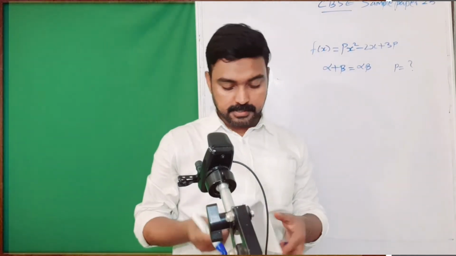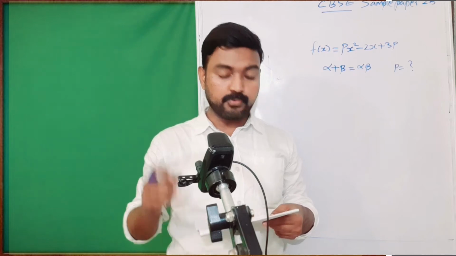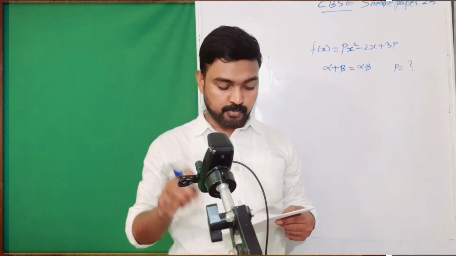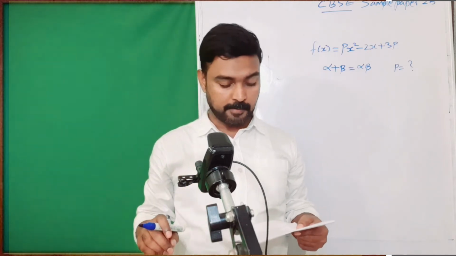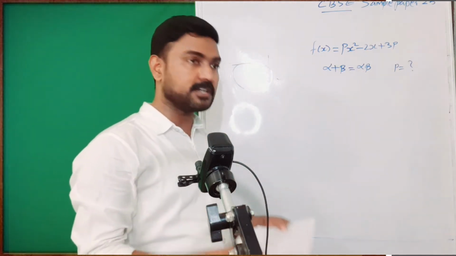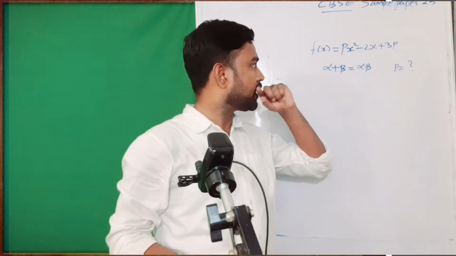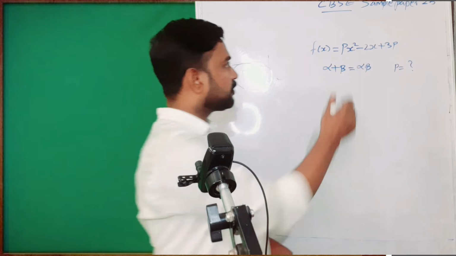Now in this third question, you can check the sample question paper. Third question: if alpha and beta are the zeros of the polynomial f of x is equal to px square minus 2x plus 3p, and alpha plus beta is equal to alpha beta, then what is the value of p? This is the quadratic equation given, and it is also given that alpha plus beta is equal to alpha beta.